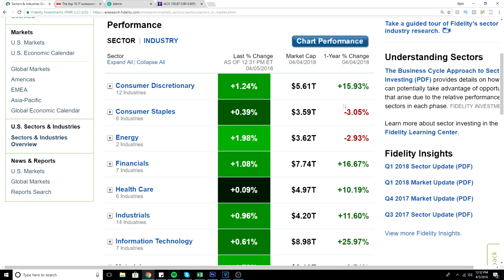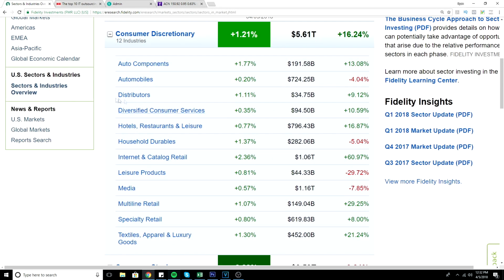And the 1 year percentage change is what I'm really focused on. And so let's say we were interested in consumer discretionary and we wanted to look at the industries within this sector. It says there are 12 industries, and if we hit the plus sign, it'll tell us what those are. So I'm not going to read all of these here, but it's got auto components, it's got hotels, restaurants, and leisure, media, textiles, apparel, and luxury goods.